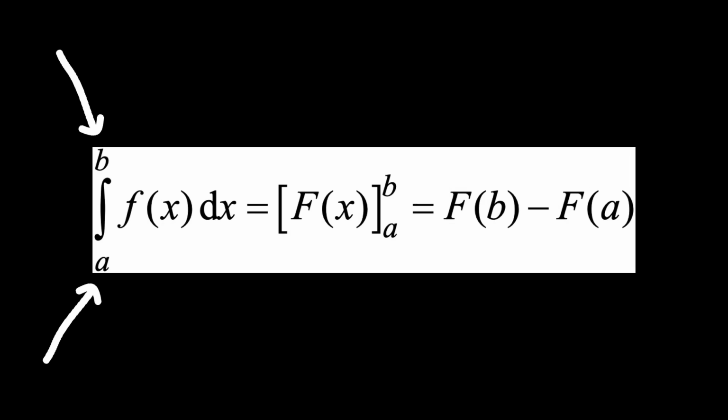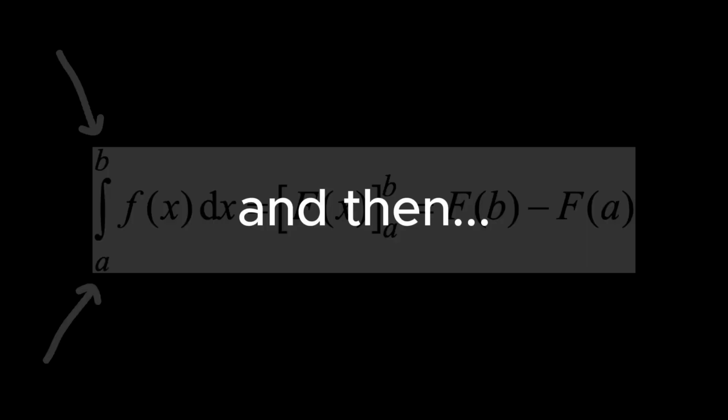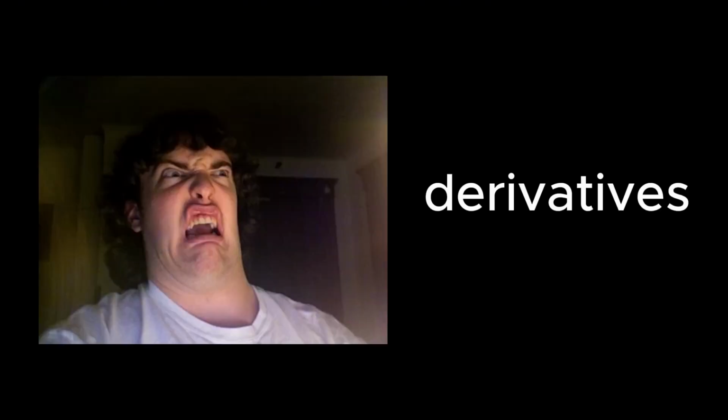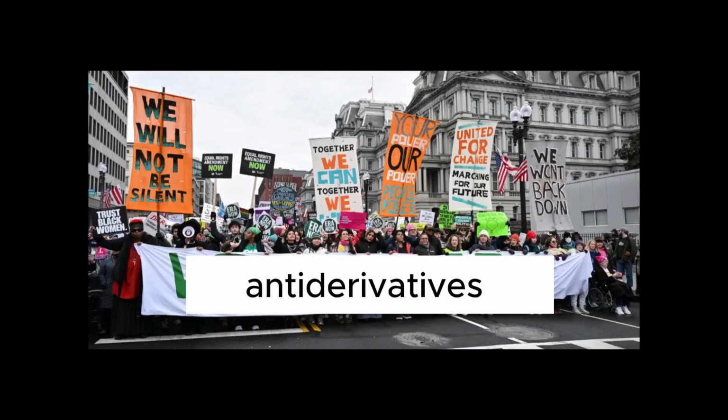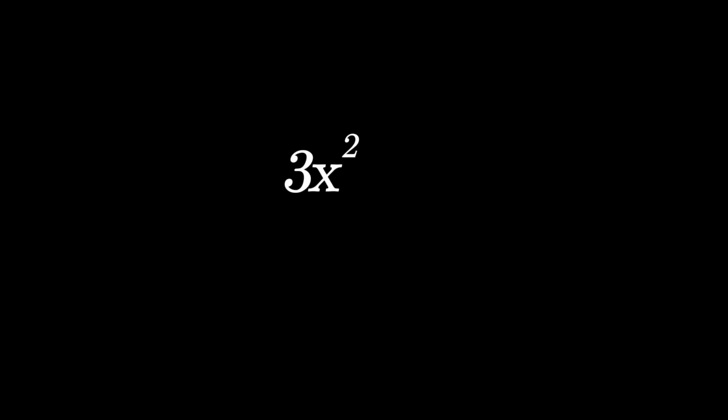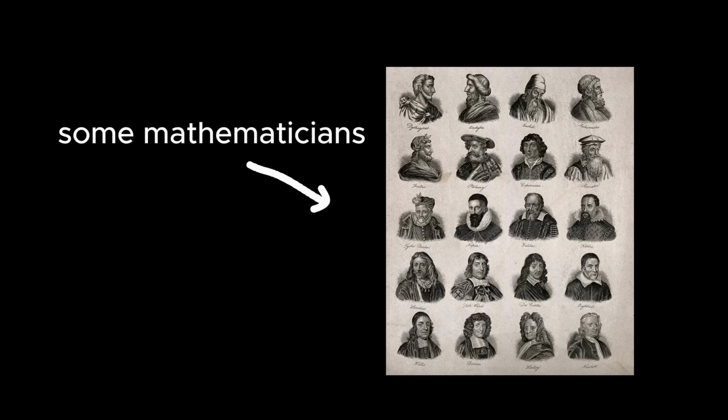This is the formula which is used by first deciding the intervals we want to calculate the area of, and then we do something that literally can't stand derivatives so much, they've named themselves antiderivatives, which are basically derivatives in reverse. 3x squared, for example, is x cubed. 6x anti-derived is 3x squared. Yeah, there's actually a problem here, said some mathematicians.